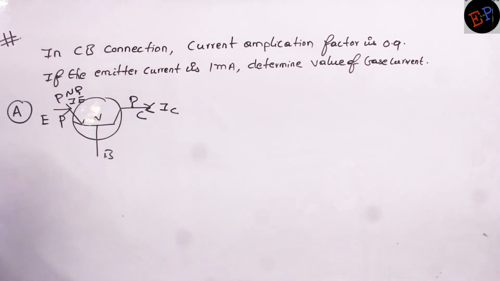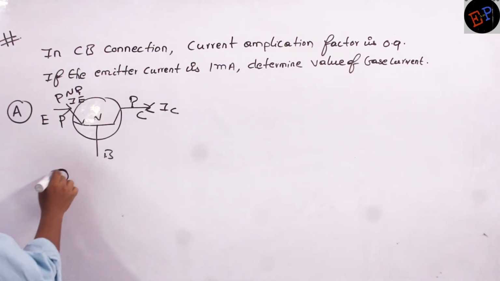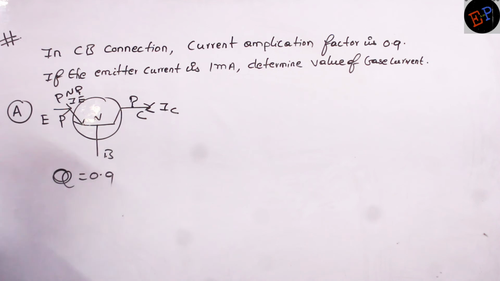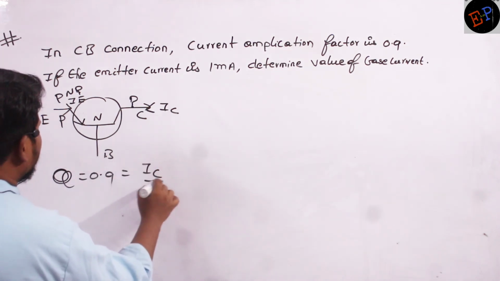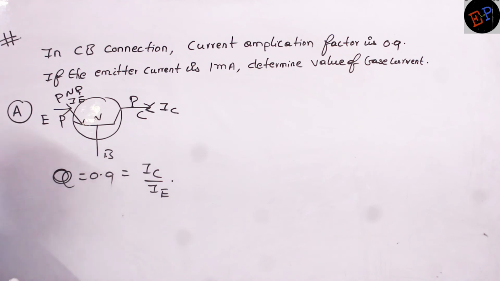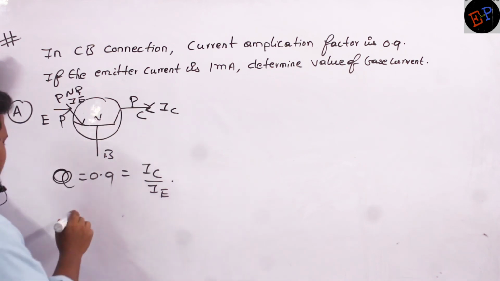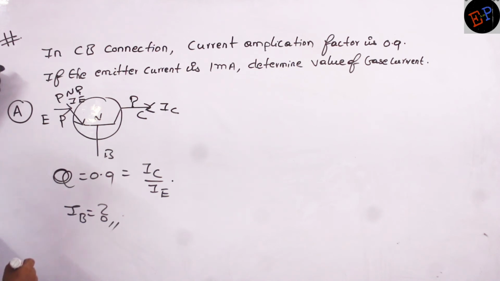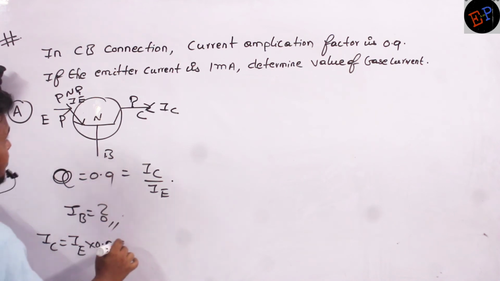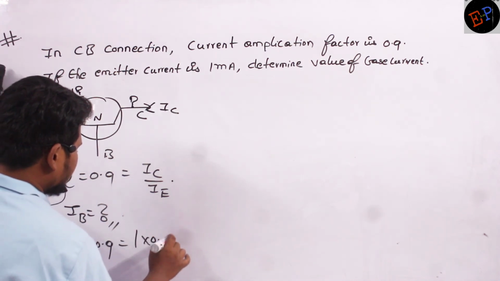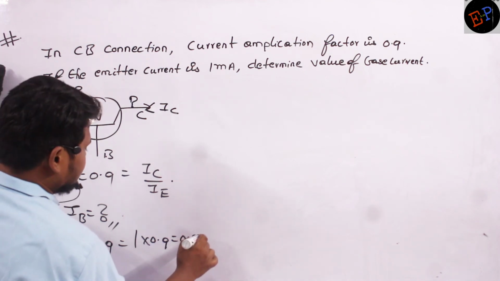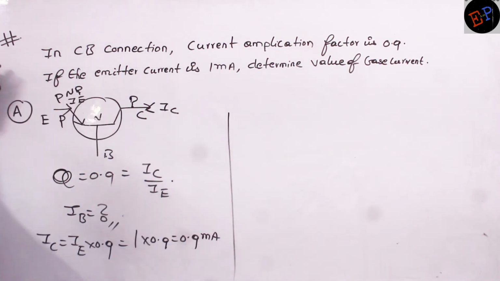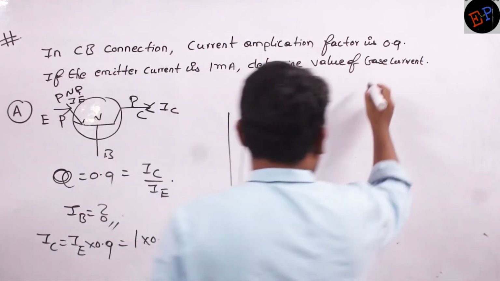Now see. In common base configuration, the current amplification factor alpha is equal to 0.9. And what is alpha? IC divided by IE, output by input. The emitter current he already gave, and he is asking for the base current. IB I want to calculate. So do this calculation. Emitter current is given, so IC is equal to IE multiplied by 0.9. IE is 1, and 1 multiplied by 0.9 is 0.9 milliampere. So this is the IC value. But that is not what he is asking. He is asking for the IB value.